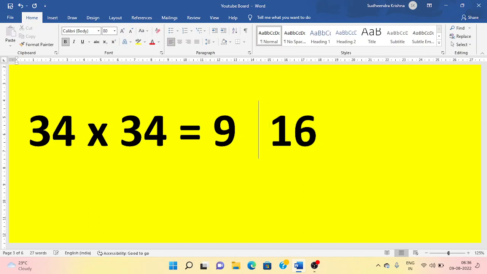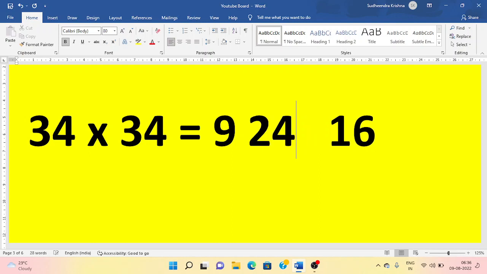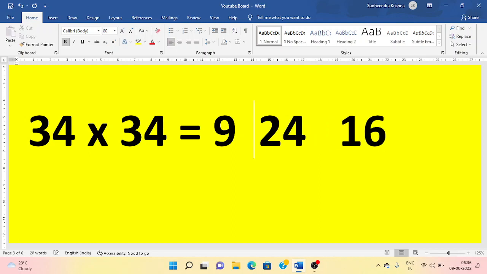Now what you do is you multiply 3 and 4. You multiply 3 and 4 and again multiply the answer with 2. That is 3 into 4 is 12. 12 into 2 is 24. Put that 24 as it is. Now come to the right portion of the answer. So in the right side we have 16. 16 is a two-digit number. We cannot take a two-digit number. So out of 16 I'll take only 6 and I'll carry over 1 to the left number.